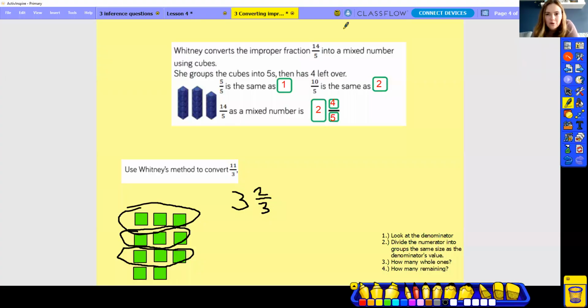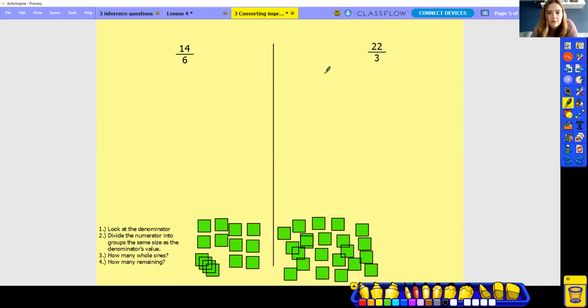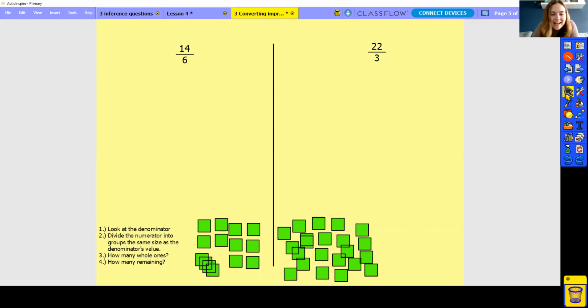Right then, let's move on to the next question. So here we've got 14/6. So we've got the cubes here. I don't think Poppy likes fractions. So we're going to sort these out now into groups.